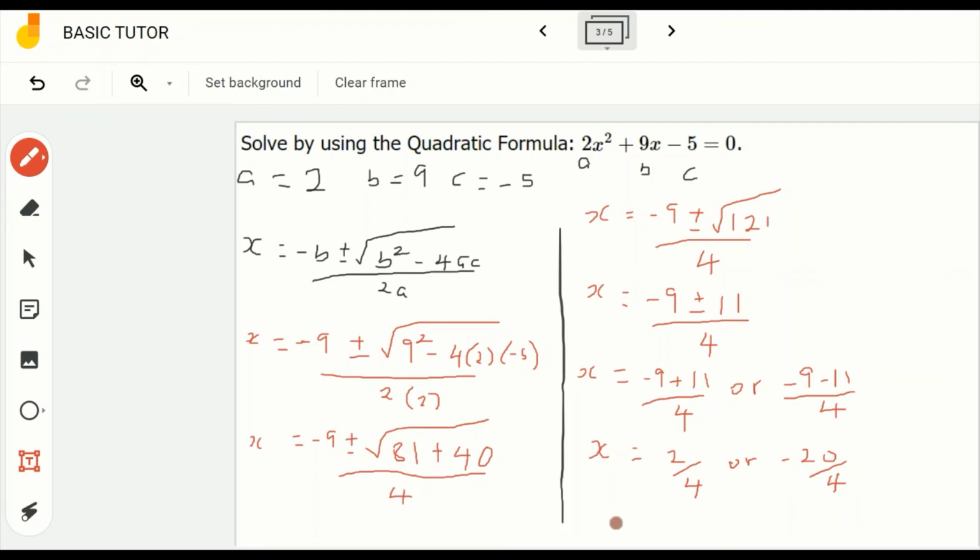So therefore our final answer, x is equal to, when we reduce this fraction to the lowest term, it becomes 2 into 2 is 1, 2 into 4 is 2, so we have a half, which is 1 over 2, or 4 into 20 is 5, so x is equal to a half or x is equal to negative 5. So the final answer to this quadratic equation is x equal to 1 over 2 or x equal to negative 5.